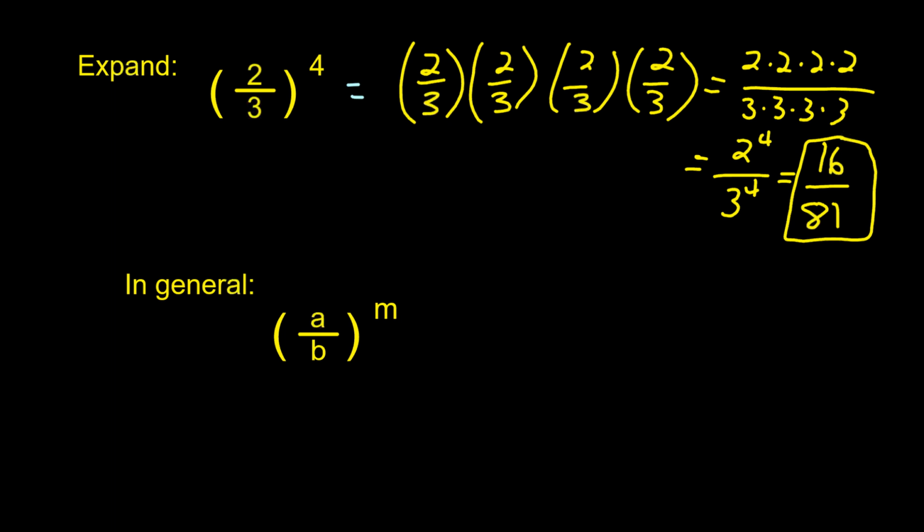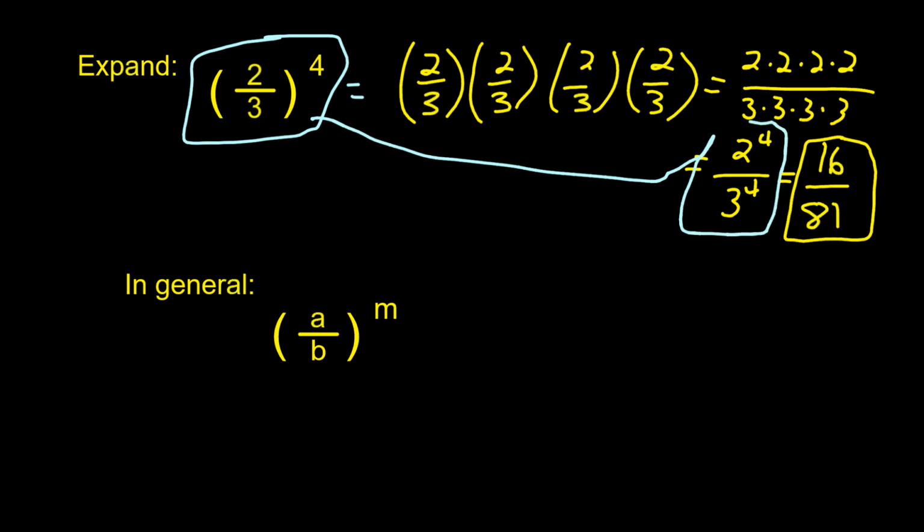So what is the in general here? What are we noticing here? Well, this ends up becoming that. So do you see what's happening? That exponent is affecting both the top and the bottom of this fraction. So in general, if we have a over b, some fraction, to the m power, this becomes a to the m over b to the m.